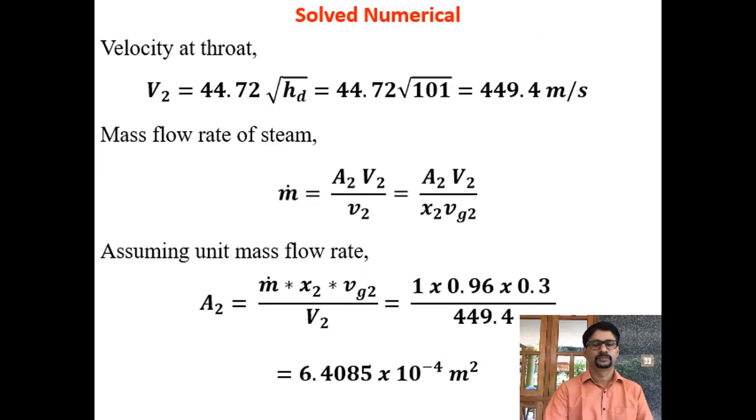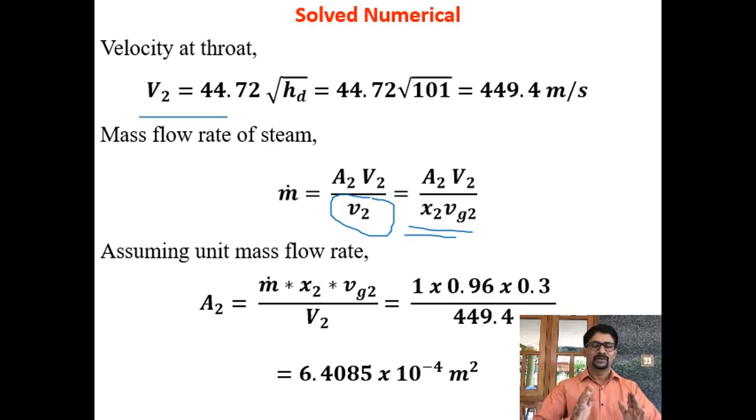So now you can find out the velocity at throat. V2 is equal to 44.72 root of hd, because initial velocity is not given, so you'll get 449.9 meter per second. And mass flow rate of steam, as you know the continuity equation, m dot is equal to A2 V2 by small v2. Since specific volume at 2 is not known, but x2 is known, and the dry steam specific volume at section 2, Vg2, is known, you can replace v2 by x2 Vg2.